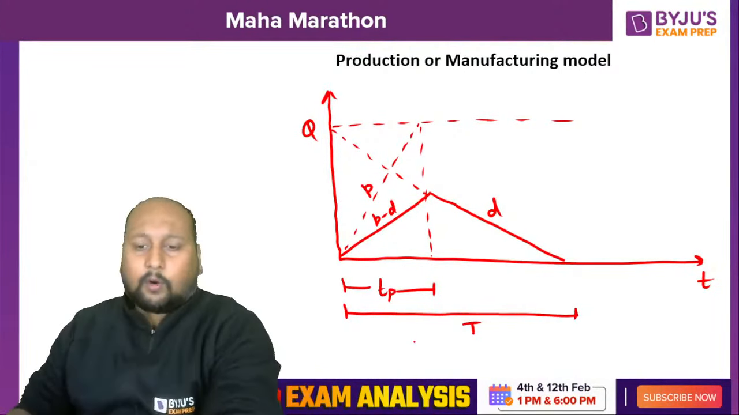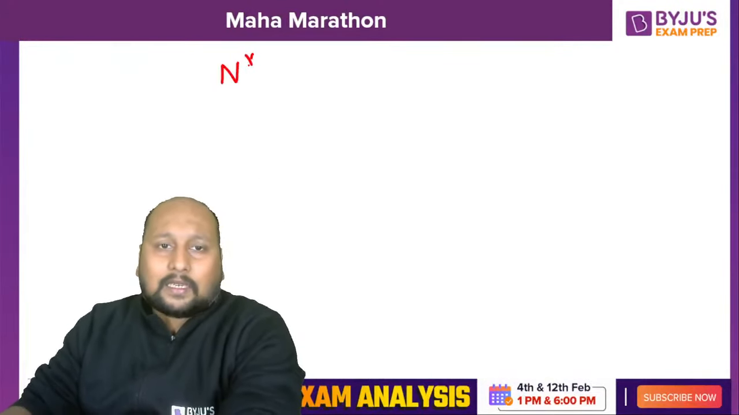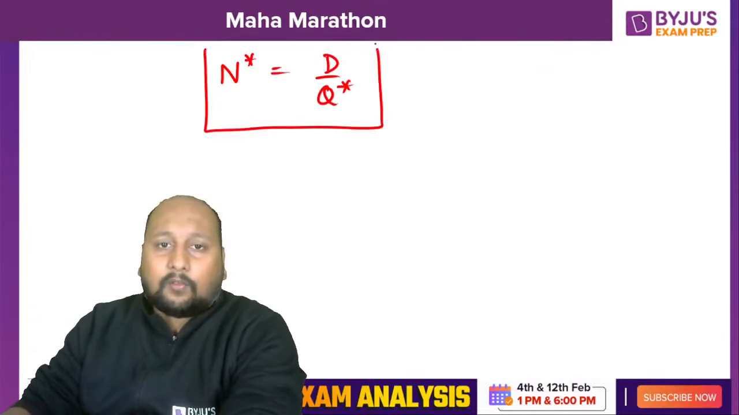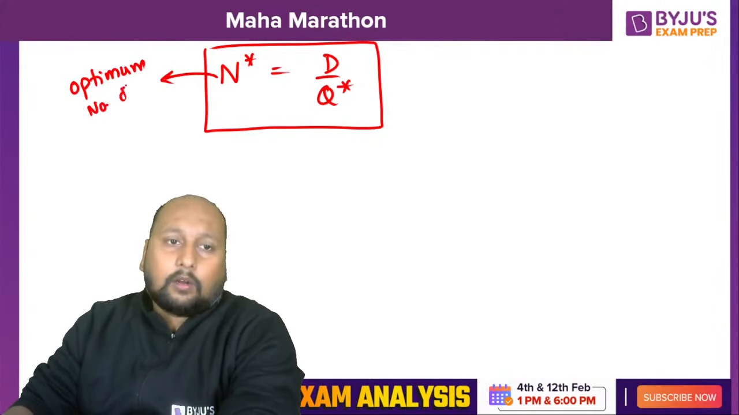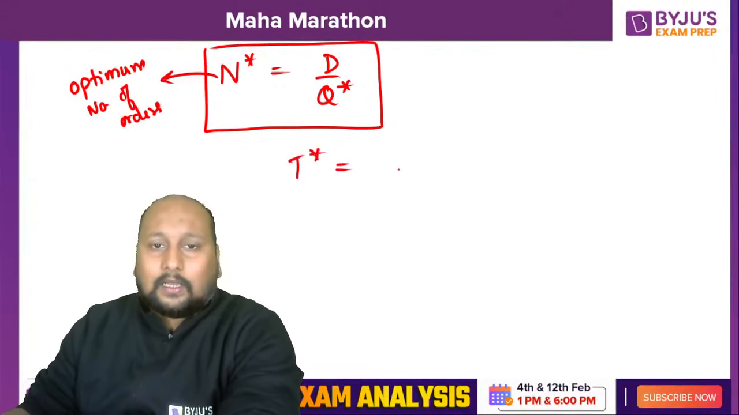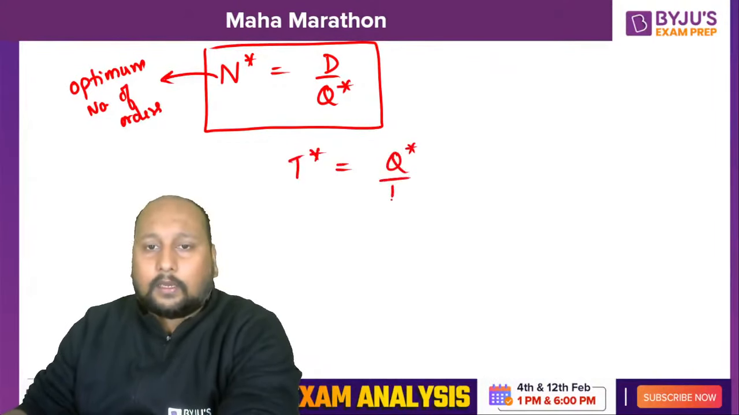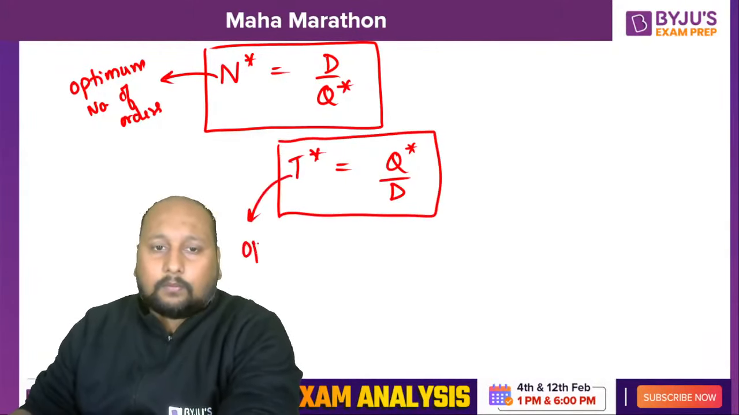Okay, and one very important thing which we have skipped in this particular EOQ model: if I want to calculate N star, it will be equal to D by Q star. That is the optimum number of orders. If I talk about the optimum time cycle, that is T star, that is equal to Q star by D, right? This is your optimum cycle time.